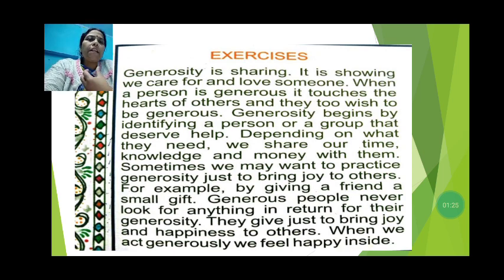So generosity begins by identifying a person or a group that deserves help. So how can we be generous? When we see a person who wants help from us, we can be generous to that person. Depending on what they need, we share our time, knowledge and money with them. If he needs time, we will give our time to that person. If he wants knowledge and we know something, we can share our knowledge with that person. And suppose he does not have money, then what can we do? We can give some money to him. In that case also we can be generous.